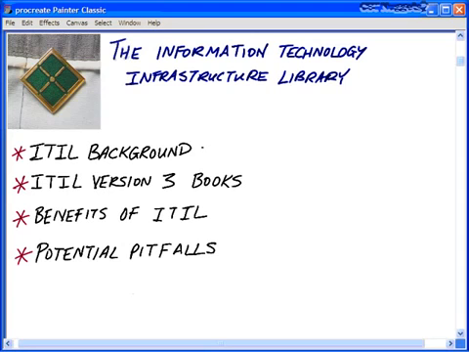In this second movie of the ITIL Foundation CBT Nugget series, we looked at the actual library, the Information Technology Infrastructure Library. We looked at 4 key points: the background of the ITIL, a little overview, ITIL version 3, the 5 books of version 3, and the benefits and pitfalls of ITIL. I hope this CBT Nugget's been informative for you.